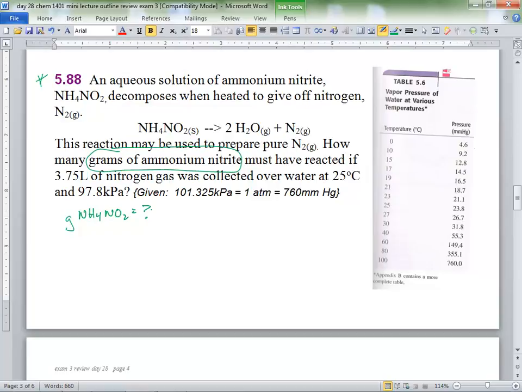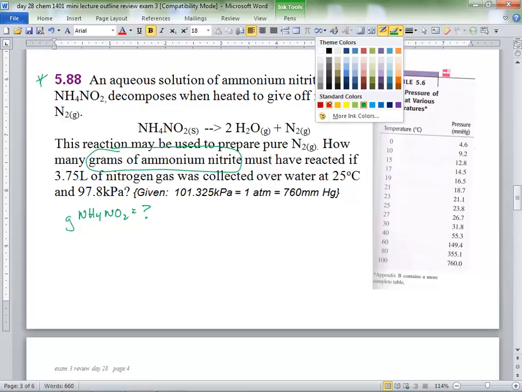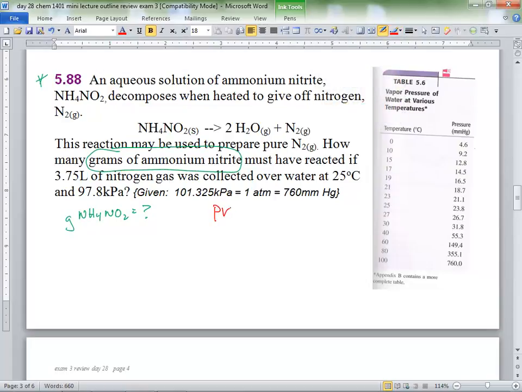You've been on a roll. You haven't been wrong yet. PV equals nRT. We don't have much choice, right? They're giving us volume and temperature and pressure. PV equals nRT. Now, how does that help you, though? Using the equation PV equals nRT, how are we going to get grams of ammonium nitrite out of that?